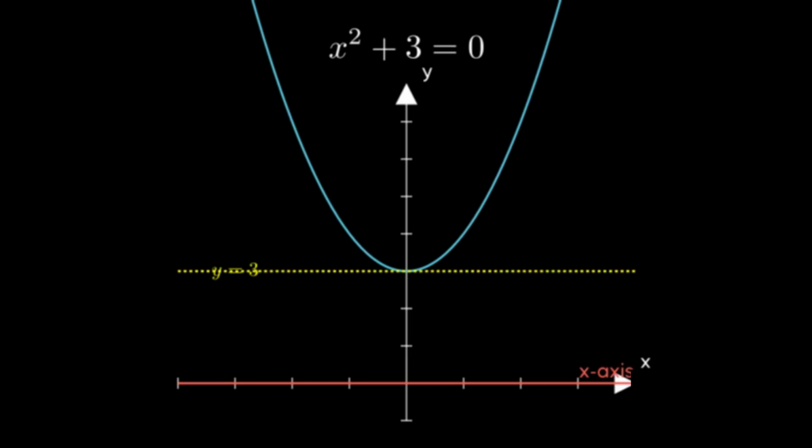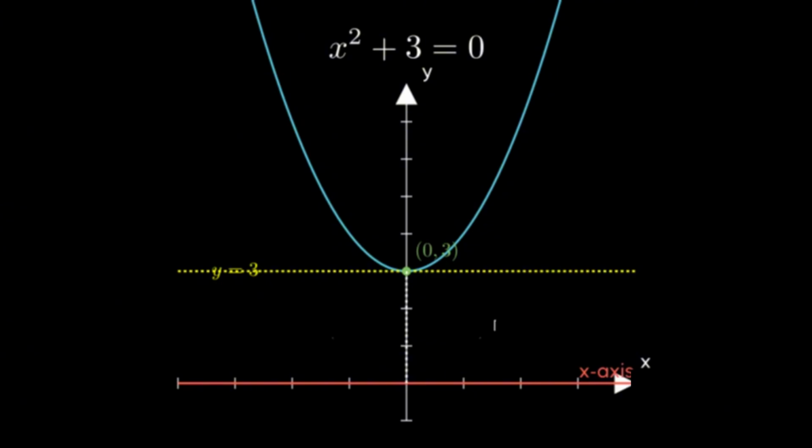This horizontal line at y equals 3 represents the minimum value of our parabola. For a parabola of the form y equals x squared plus k, the vertex occurs at x equals 0. So our minimum point is at the coordinates (0, 3). No matter what value of x we choose, the y value can never be less than 3. This creates a fundamental problem for our equation.